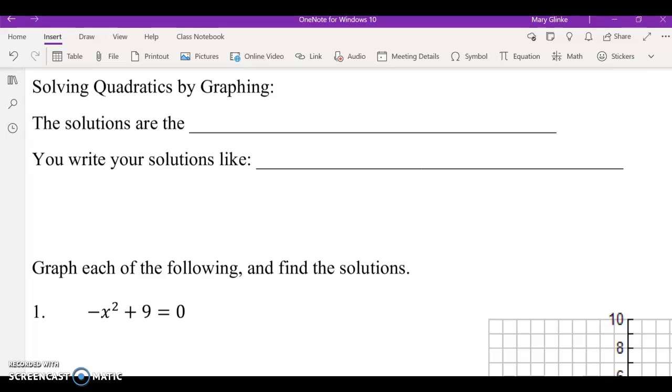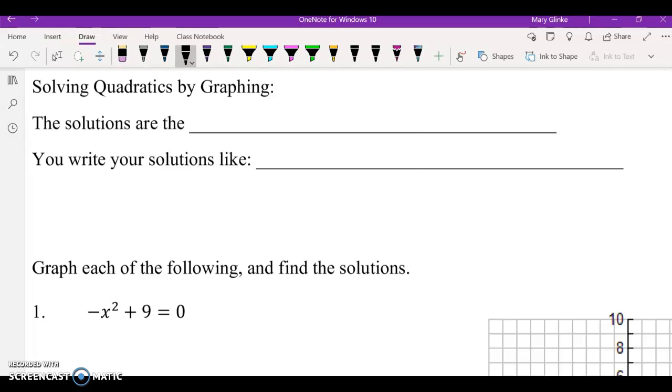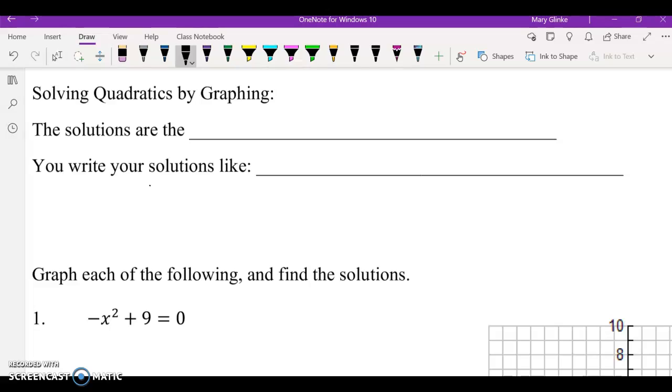So today we're going to do a quick review of solving quadratic equations by graphing. As a reminder of graphing quadratics, all of your graphs are going to look like a parabola, and your solutions are going to come from the x-intercepts. So the solutions are the x-intercepts.